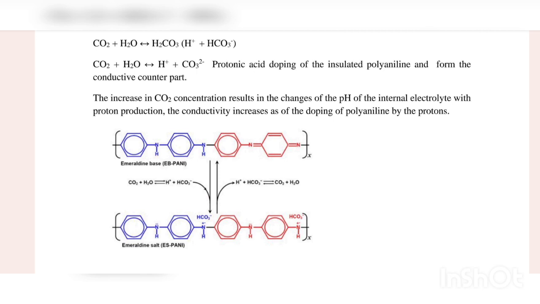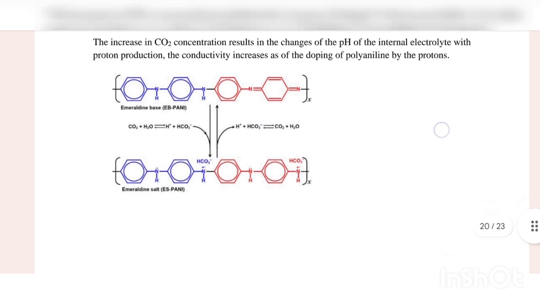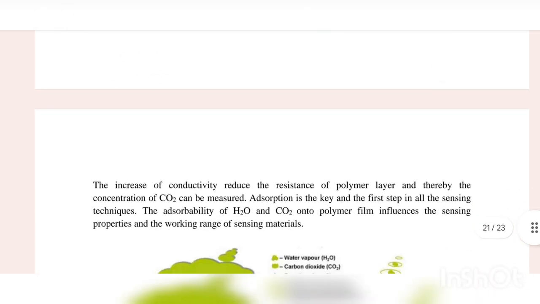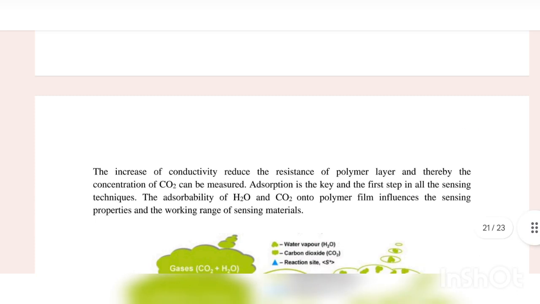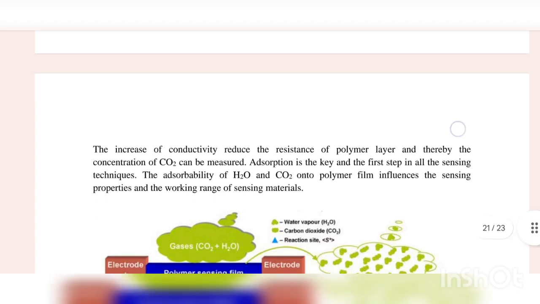So by measuring the change in conductance: suppose before doping, some conducting polymers show less conductance or high resistance, and after doping the resistance may decrease. So thereby we can measure the concentration by measuring these changes. The increase in conductivity reduces the resistance of the polymer layer, and thereby the concentration of CO2 can be measured.